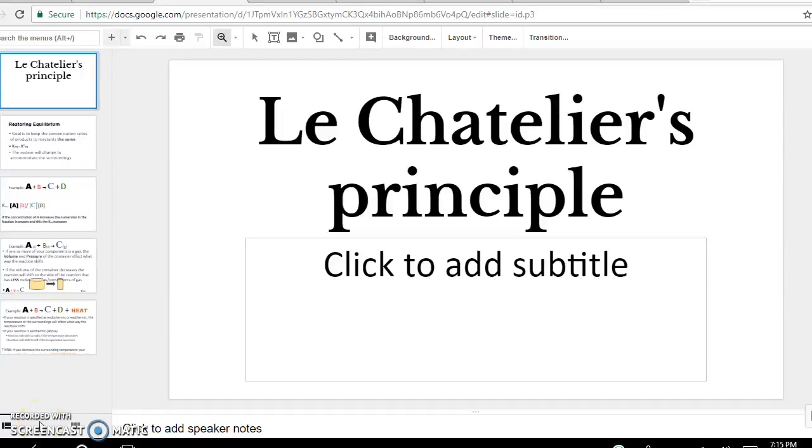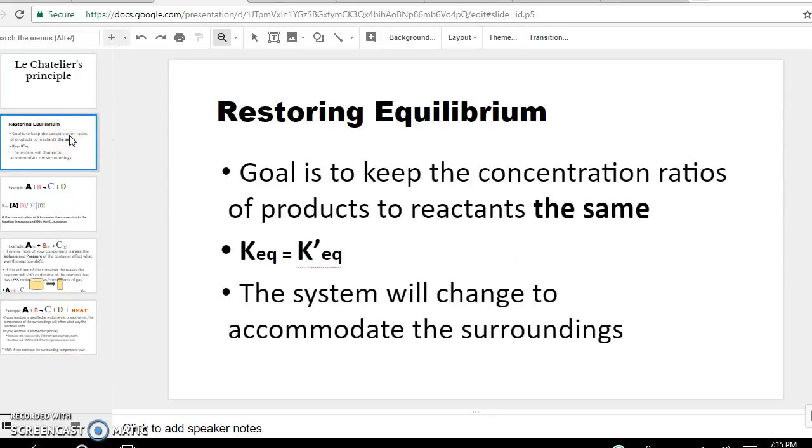Welcome to LeChatelier's principle. So this particular concept in chemistry is all about restoring equilibrium. The goal is to keep the concentration ratios of products to reactants the same.